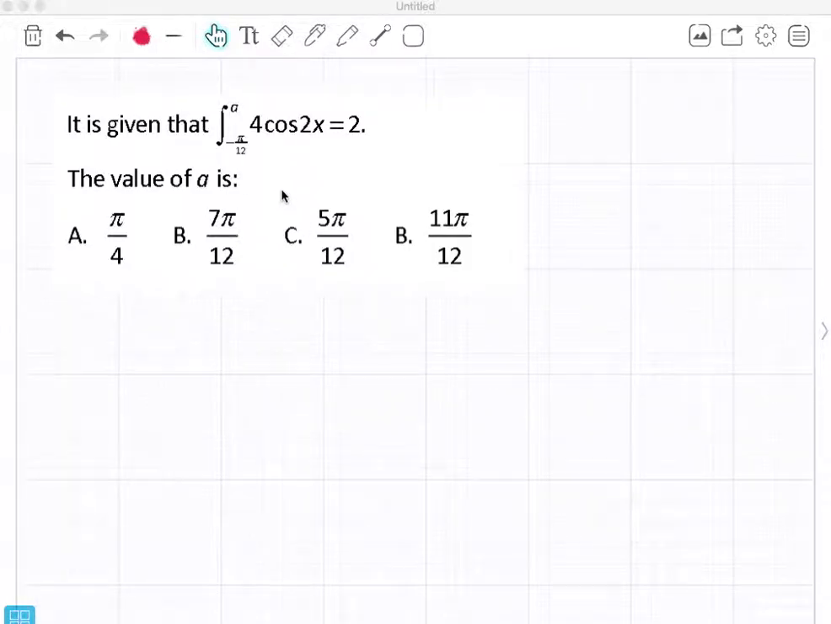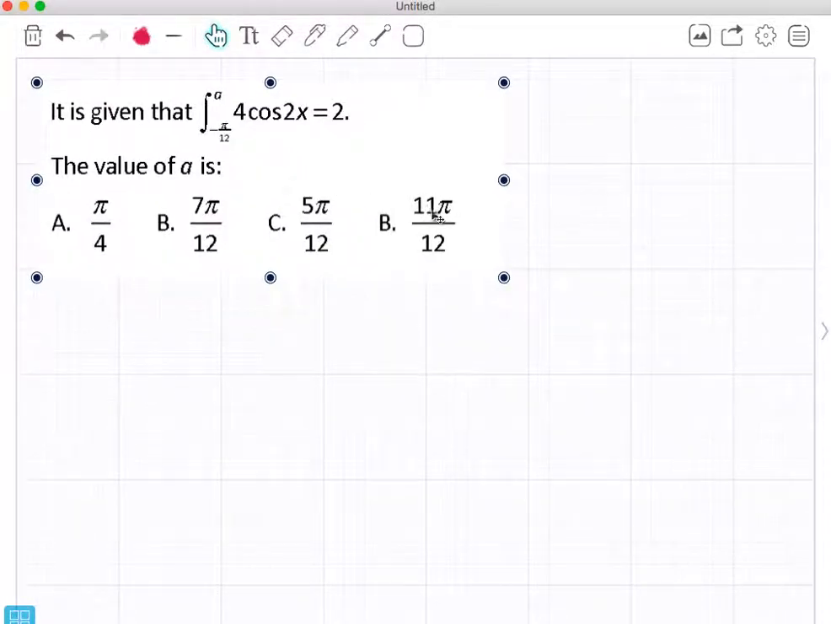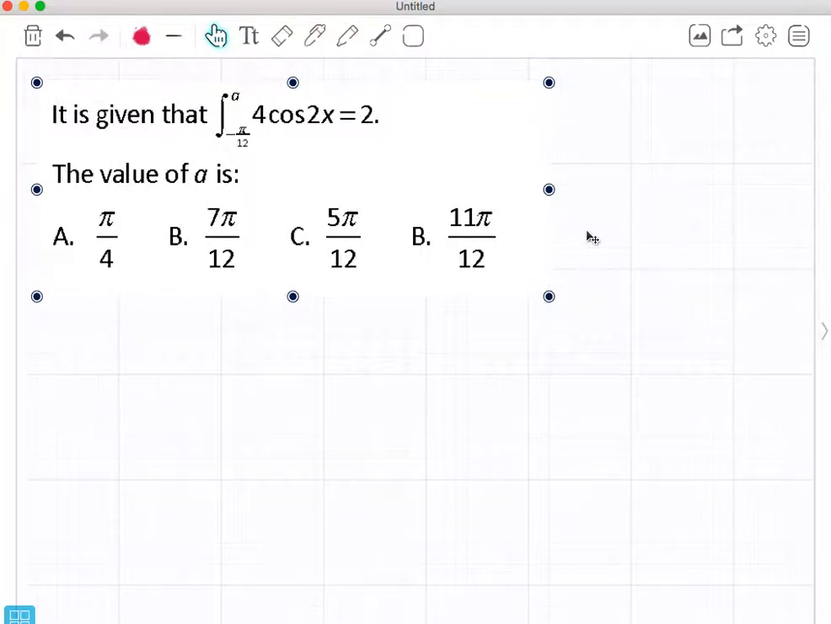I've got here a question from one of my Google forms that some of my students have struggled with, and it's about trigonometry. It's supposed to be done without a calculator. So if you want to pause it, have a go at the question, please do. If not, you can follow through with the explanation now. And we're asked to integrate 4 cos 2x, and we know the answer is 2.